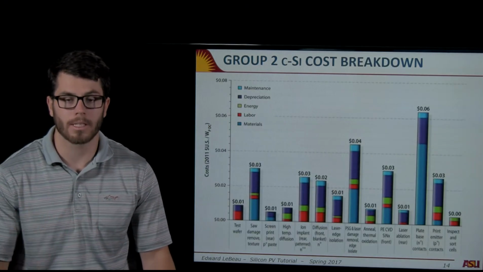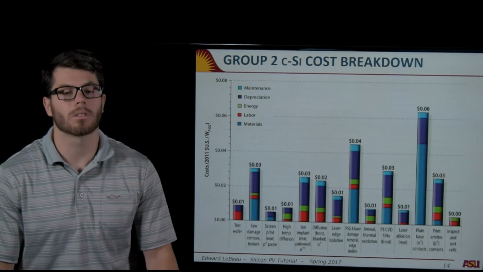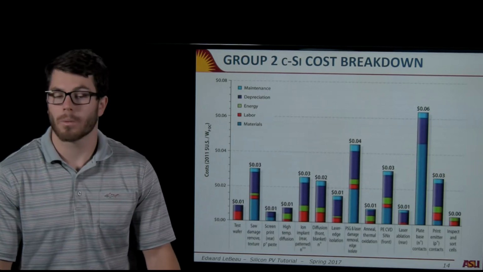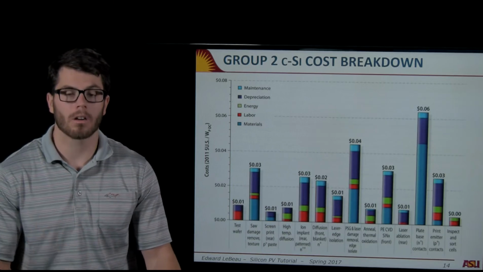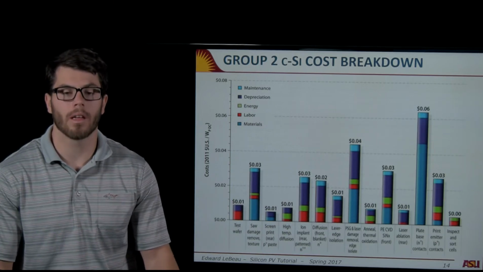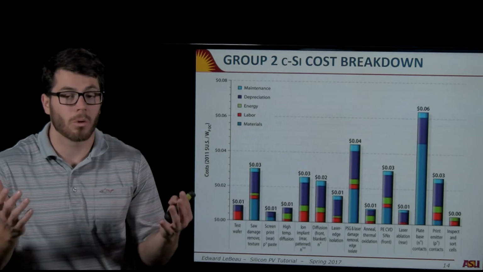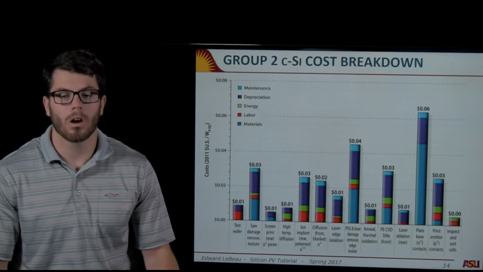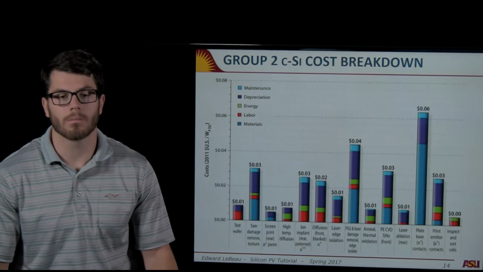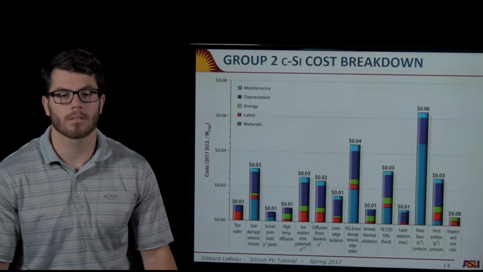So here's our cost breakdown. Now this adds up to 30 cents a watt on the cell level, which compared to 23, not so good, right? Our efficiency went up, but our cost increased more than is worth it, right? It's more expensive now per watt. But again, our big two are materials and depreciation. Those are our big two greatest costs.